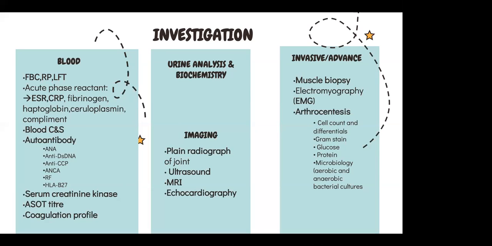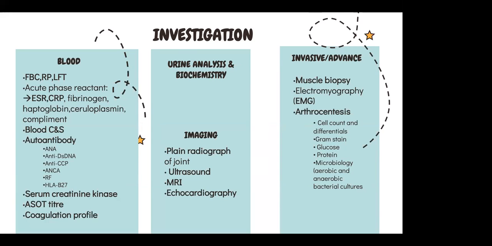Other investigations such as renal profile and liver function test. Renal profile, for example, in Henoch-Schonlein purpura, SLE, or rheumatic fever, you might think about doing a renal profile. And then liver function test, you want to see the total protein, albumin, bilirubin, and liver enzymes. In mild liver function abnormalities, a rise in ALT especially might indicate JIA.